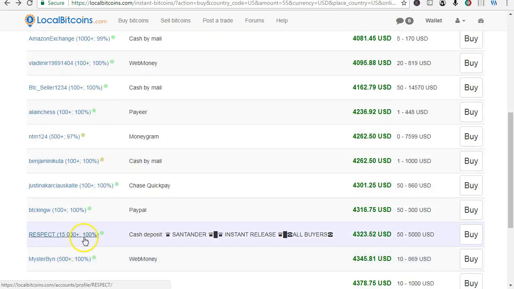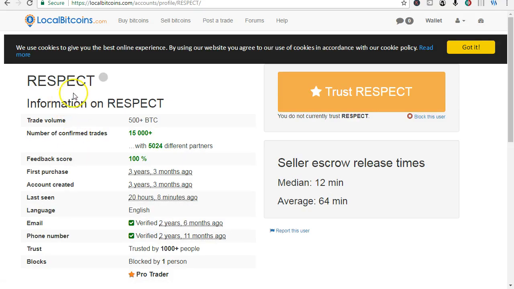15,000 trades, respect, 100%, excellent. Cash deposit, Santander Bank, instant release, all buyers. Very good reputation, 100%. And 15,000 plus trades, click on that. Find out about them. Trade volume, 500 plus Bitcoins. Number of confirmed trades, 15,000 with 5,024 different partners.